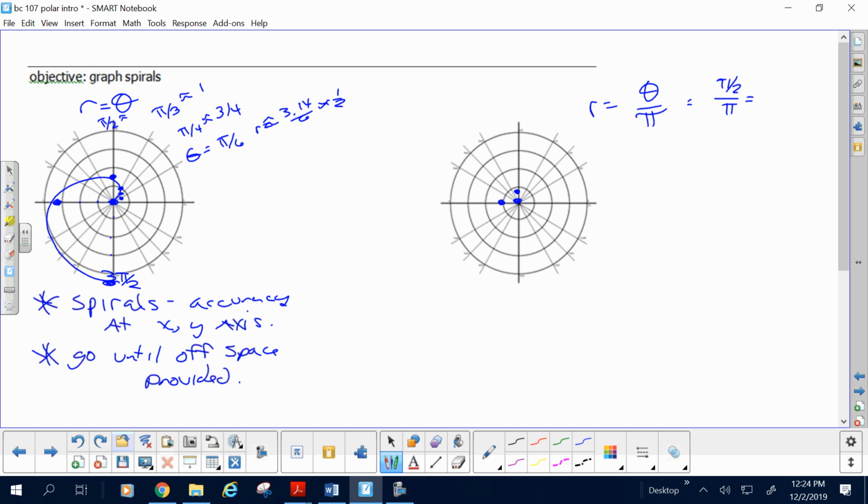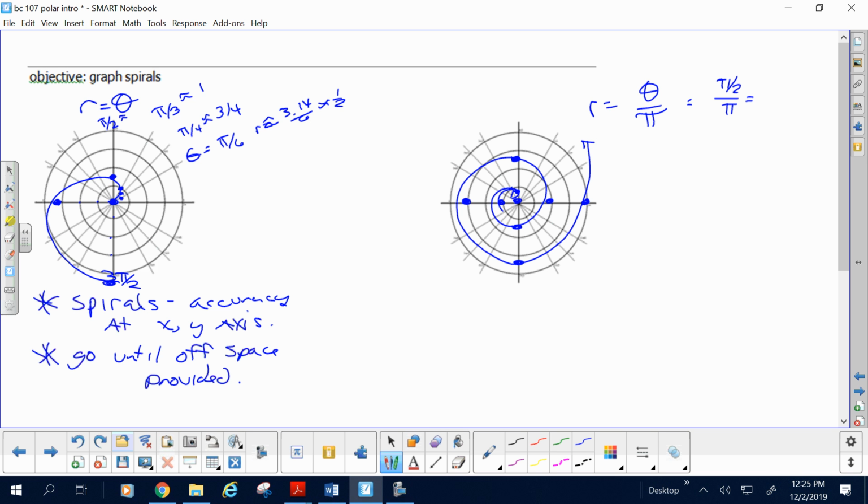At 3 pi over 2, r is 3/2. At 2 pi, r is 2. At 5 pi over 2, 2.5. So you can see the pattern. 0, 1/2, 1, 1.5, 2, 2.5, 3, 3.5, 4. Your last point on the space provided should be at the positive x-axis when you hit r equal 4.